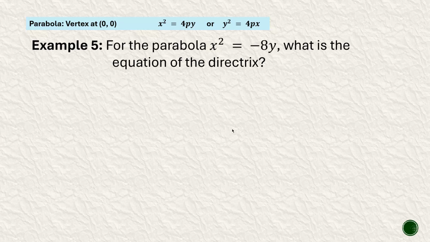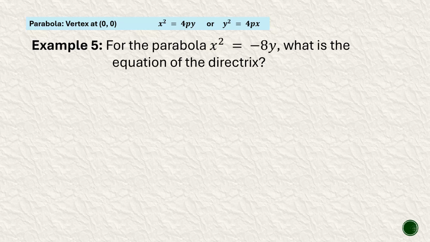Alright, so this time let's answer problems about finding the equation of the directrix of a parabola where the vertex is at the origin. So for example number 5, just like what I did in my previous video about finding the focus, I also want to help you better understand where that directrix is, so that just in case you don't remember the formula, you can still answer this problem by understanding the location of that directrix.